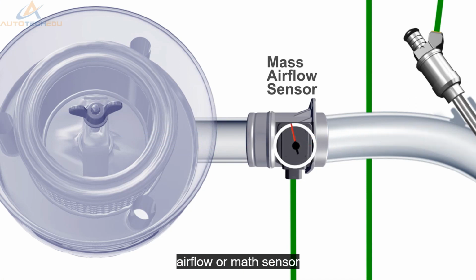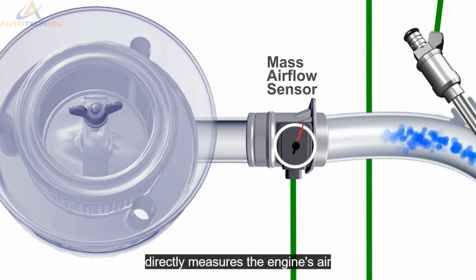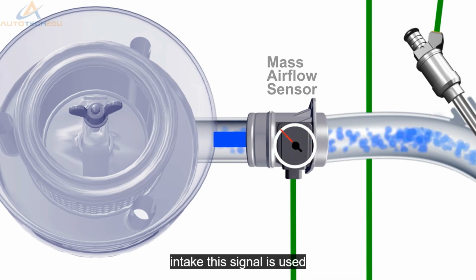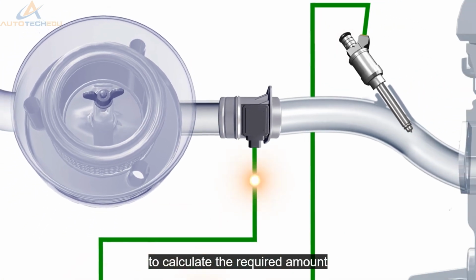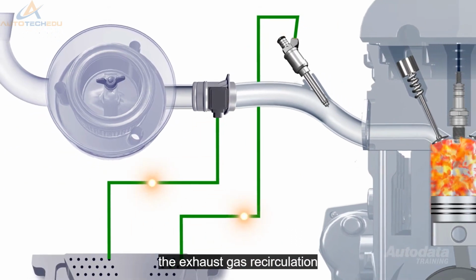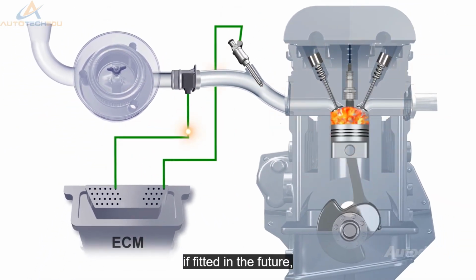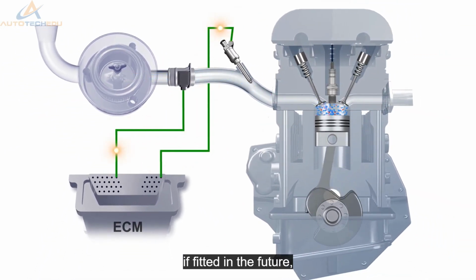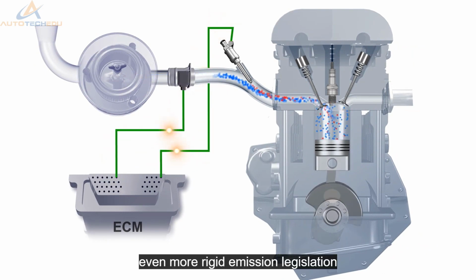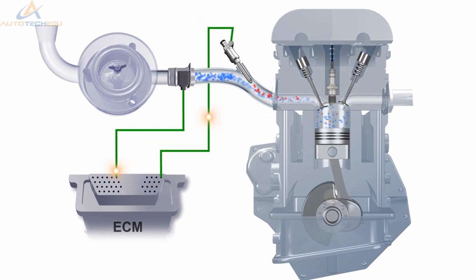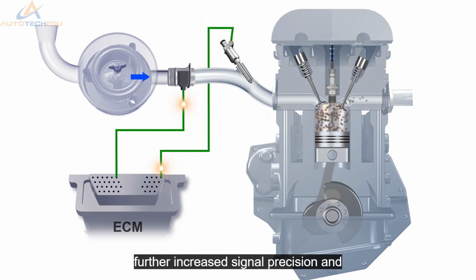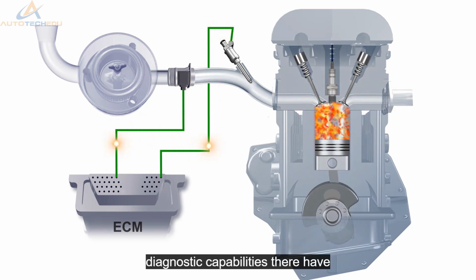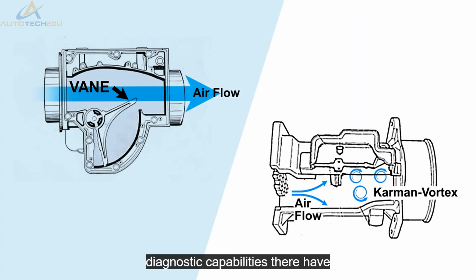The mass airflow, or MAF sensor, directly measures the engine's air intake. This signal is used to calculate the required amount of fuel and to monitor the exhaust gas recirculation if fitted. In the future, even more rigid emission legislation and the demand for lower fuel consumption will require further increased signal precision and diagnostic capabilities. There have been several different types of sensors.